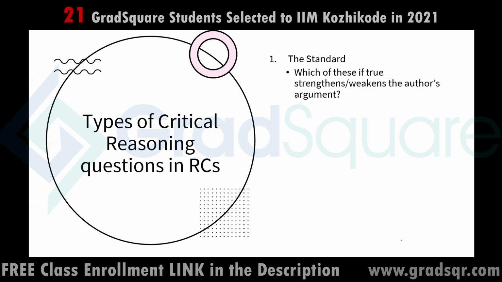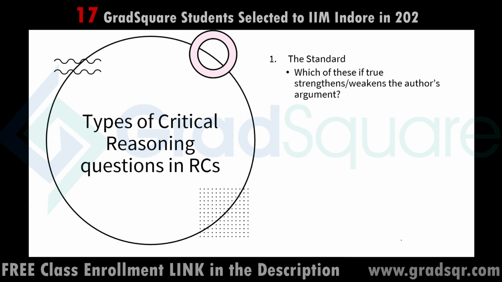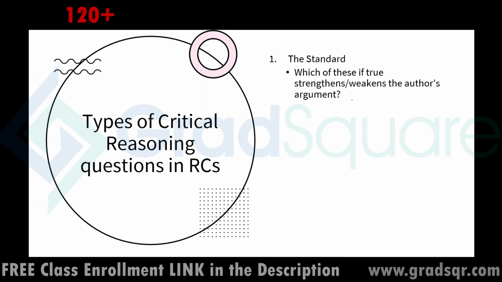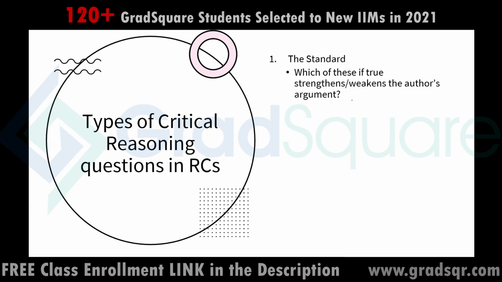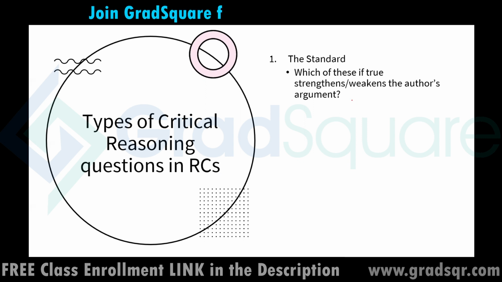Okay. One thing to remember about critical reasoning questions in reading comprehensions is that if you have a strengthening and weakening type of question, then you have to assume whatever has been said in the option to be true. You cannot say, but this doesn't make sense. Whatever is given in the option is false. You cannot do that. You have to assume whatever has been given in the option is true.